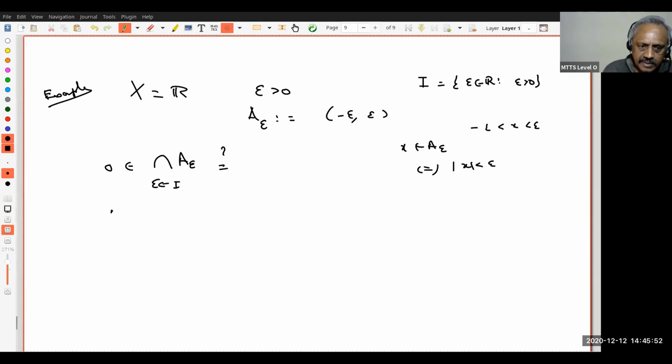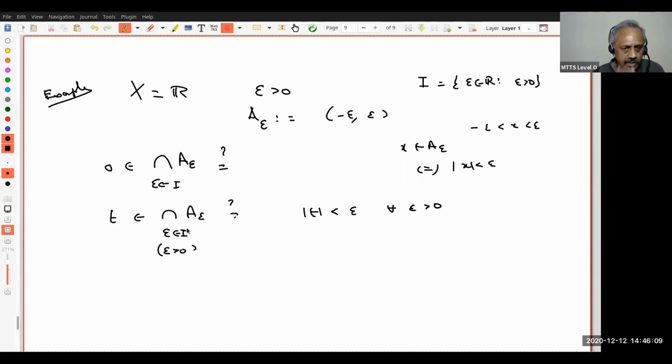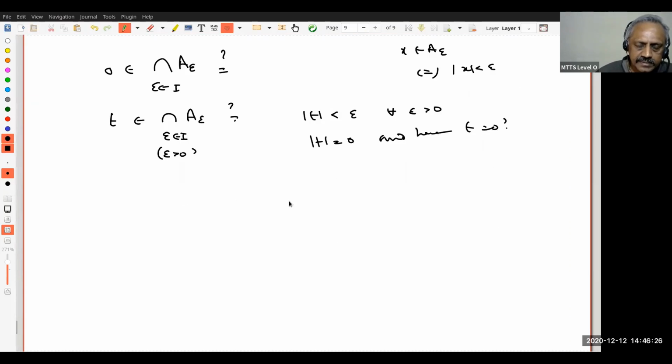Now, suppose I have a real number t which belongs to the intersection of A epsilon, epsilon in I. This says that mod t is less than epsilon for every epsilon positive, since t belongs to all A epsilon. That means given any positive epsilon, mod t must be less than epsilon. So what is your guess? You would like to say that mod t must be 0 and hence t is 0. How do I prove that?